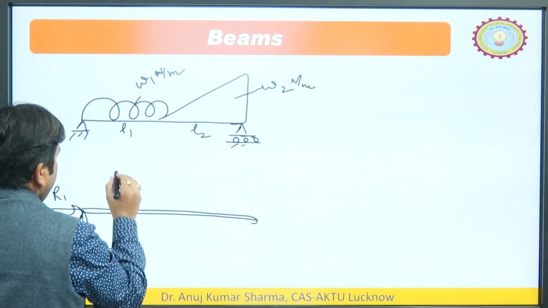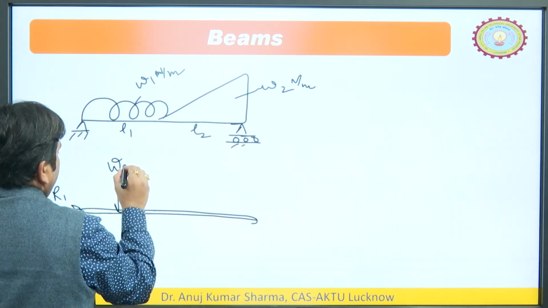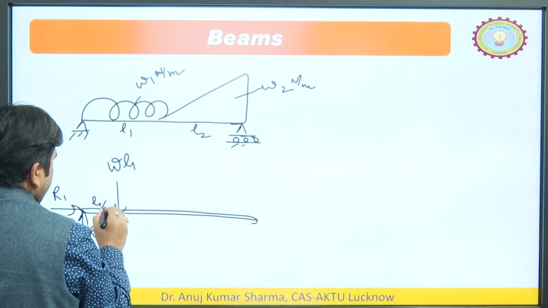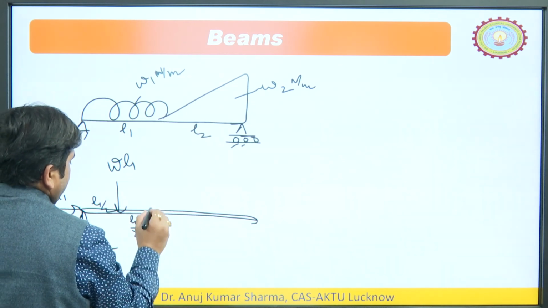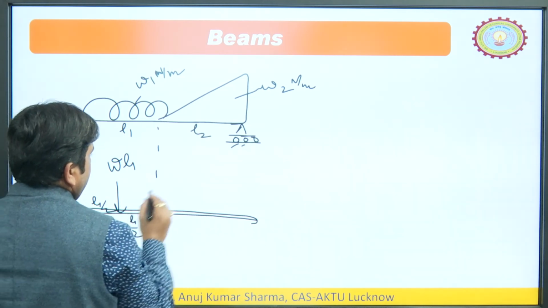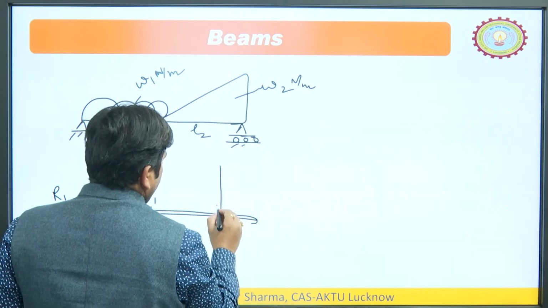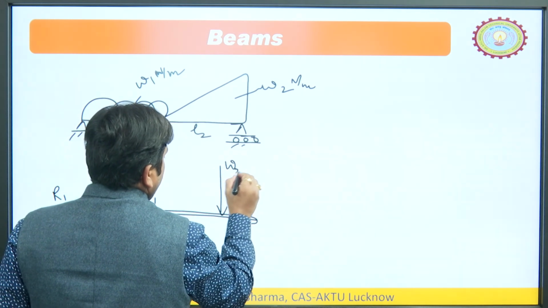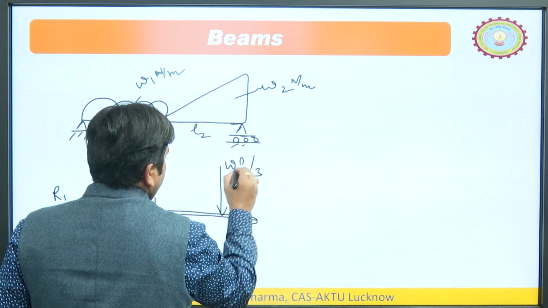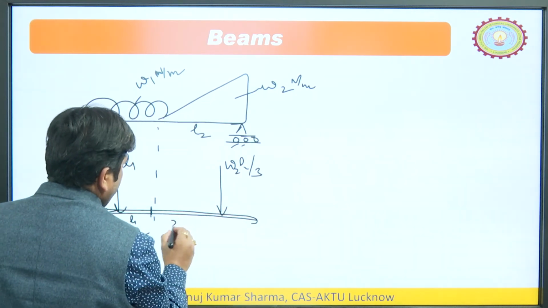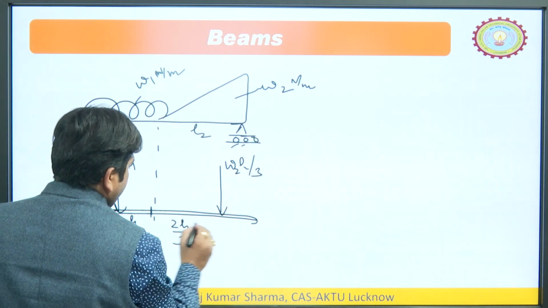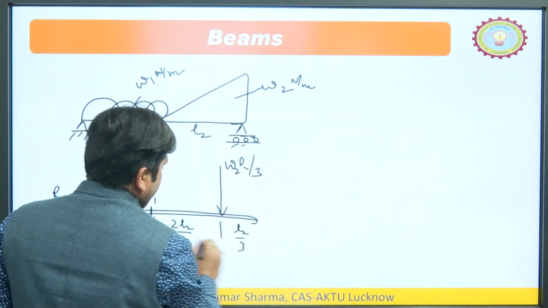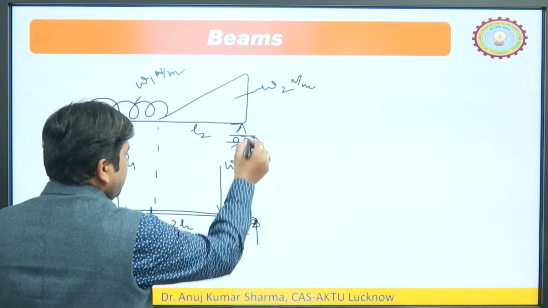So, in the middle you will get one load W 1 into L 1. So, L 1 by 2, L 1 by 2 and here this is the point, and what we will do? You will have to apply one force here W 2 L 2 by 2, and at what distance from here? 2 L 2 by 3 or L 2 by 3. So, likewise, and one reaction here because this is the roller support.